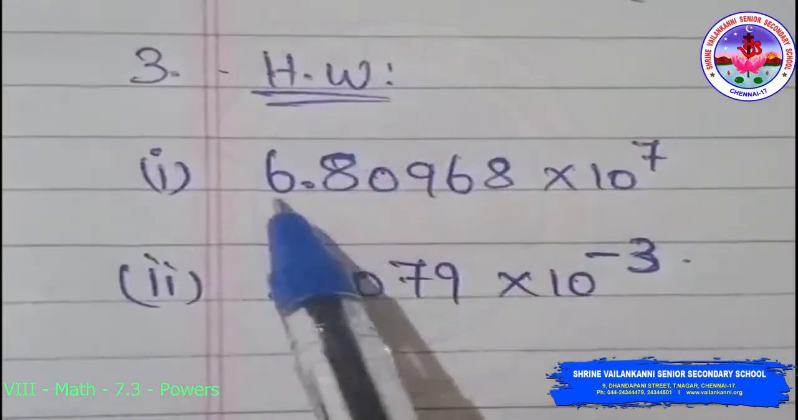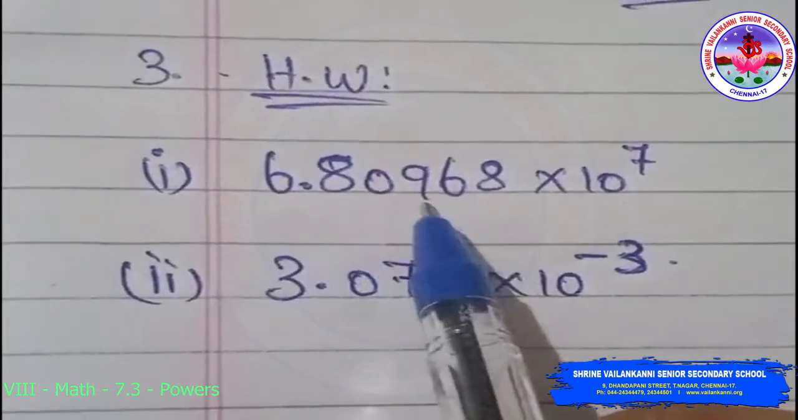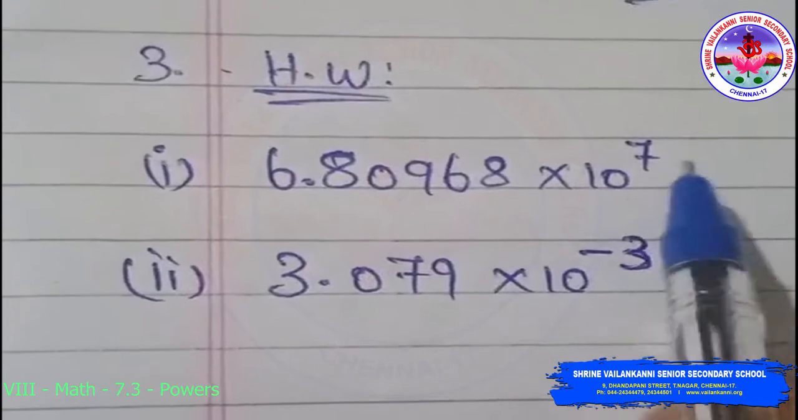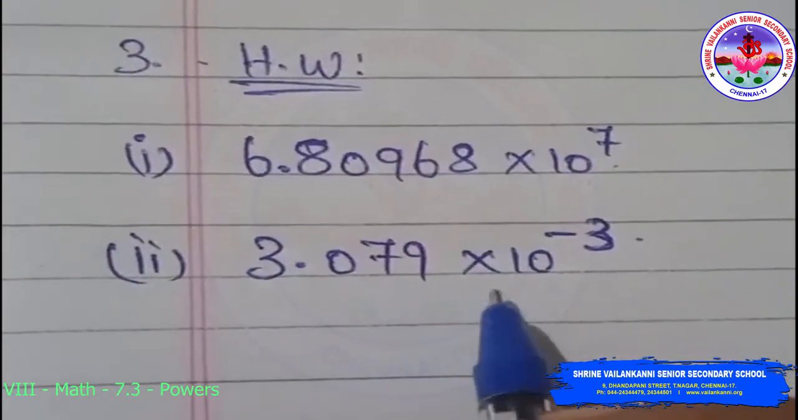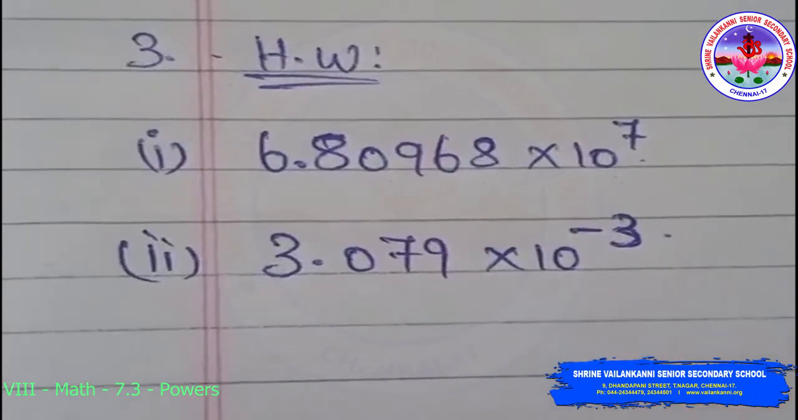Third one, homework sum: 6.80968 times 10 to the power of positive 7. Second one: 3.079 times 10 to the power of negative 3.